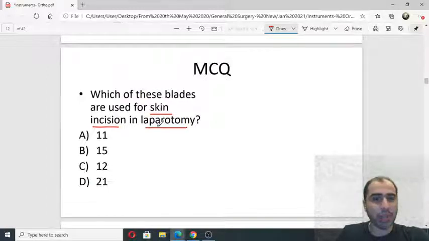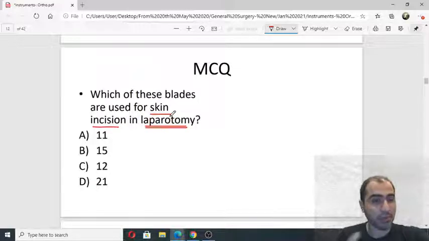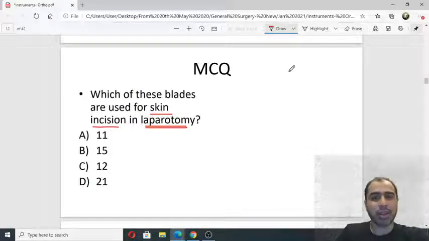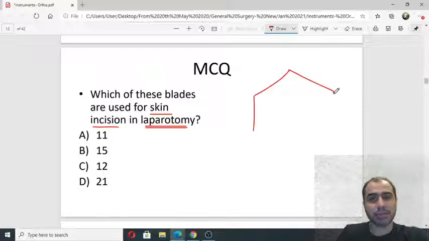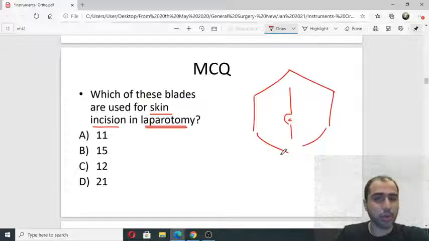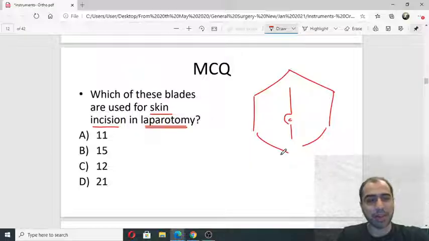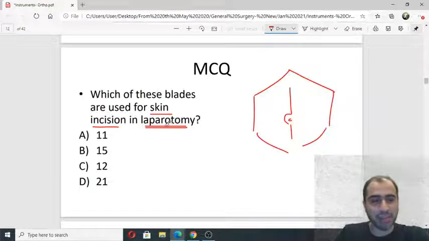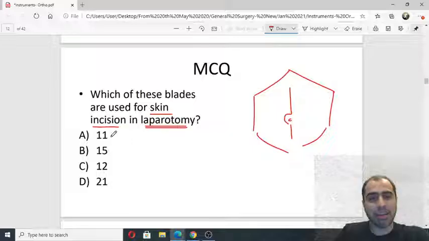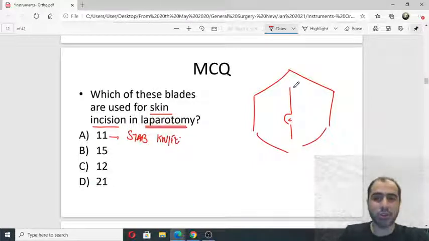For laparotomy, all of these are surgical blades, by the way. I am asking you which one will you use for laparotomy, for skin incision. When I cut the skin like this in laparotomy, which blade do I use? Vedant is saying 11 number blade. No, Vedant, come on. 11 number blade is also called stab knife, I'll show you all. It's not for laparotomy. The answer is 21 number, 21 to 23.